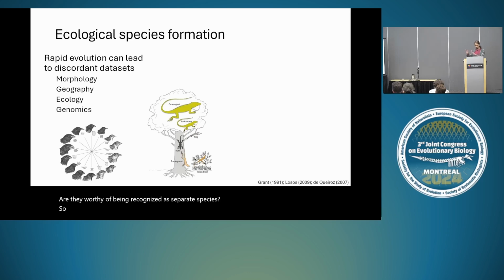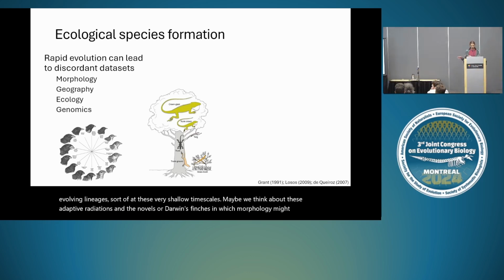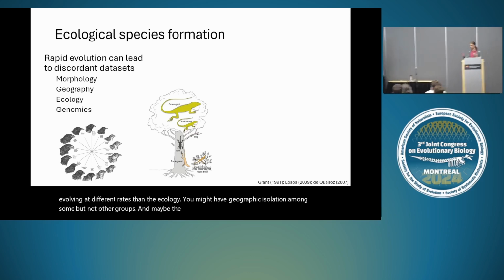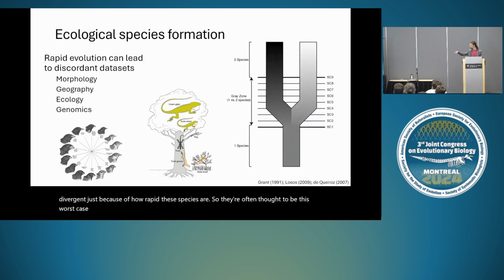When we think about this challenge, a lot of times we might think about these rapidly evolving lineages at these very shallow timescales. Maybe we think about adaptive radiations like Darwin's finches, in which morphology might be evolving at different rates than the ecology. You might have geographic isolation among some, but not other groups. And maybe the genomics don't show a signature of genealogical divergence just because of how rapid these species are. So they're often thought to be this worst case scenario for species delimitation, where, depending on what lines of evidence we use, we might come to different conclusions on the number of species in our data set.